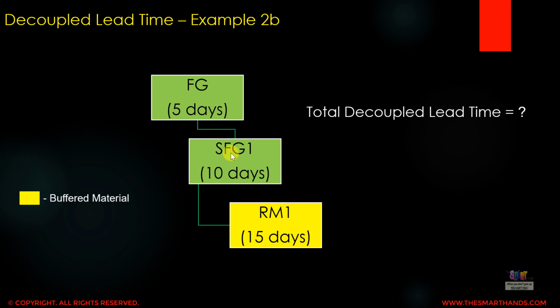Now because we have activated the buffering or the DDMRP at the bottom level, now system is thinking that we always have the stock available here. So now the lead time for finished good level will be not 30, it will be 5 and 10, which is 15.